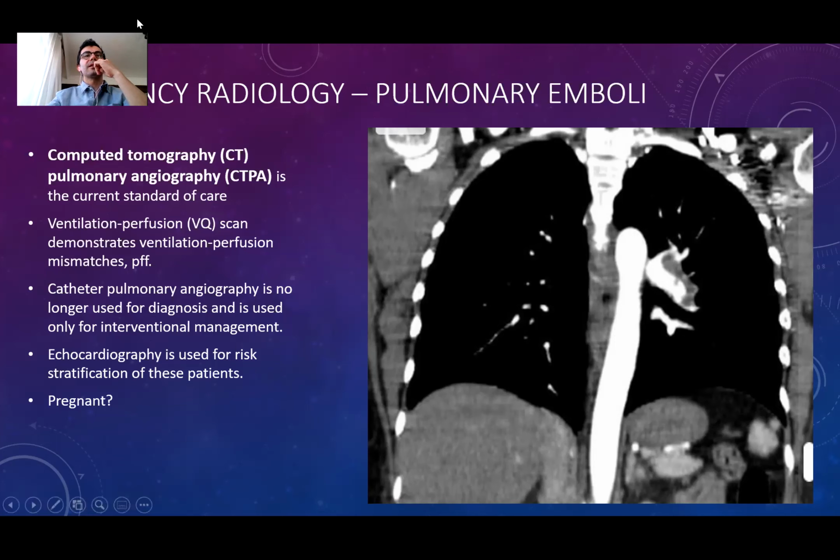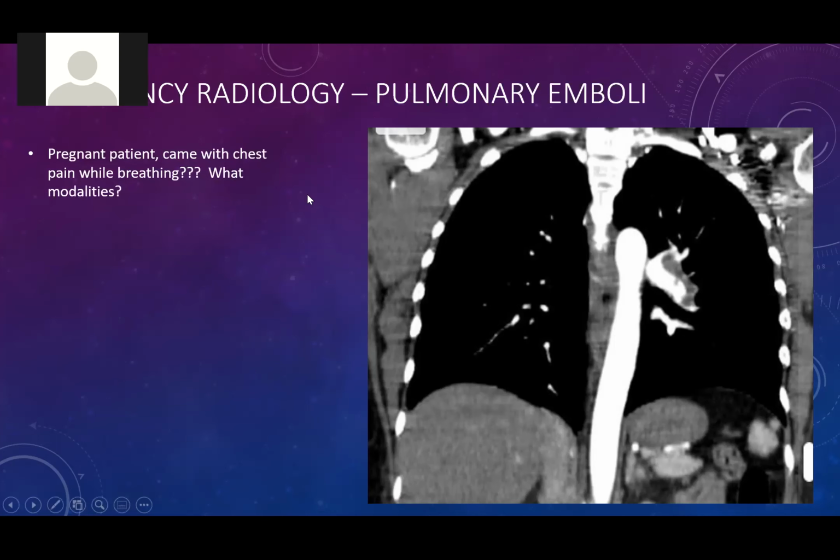Does anybody have an idea? MRI. You order MRI. MRI, pulmonary MRI angiography is very, very seldomly made. It's a very rare thing. Unfortunately, no. Other than that, ultrasound, does it help? Ultrasound to where?